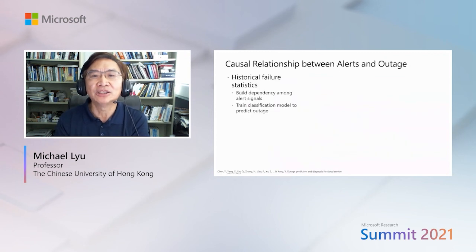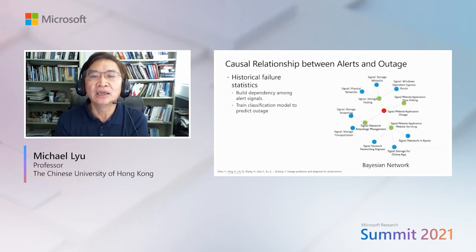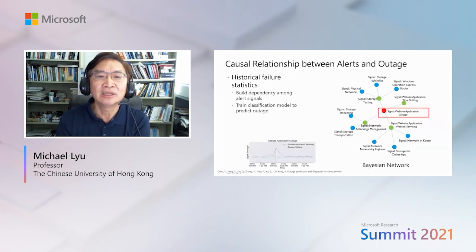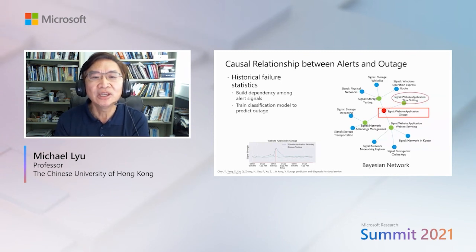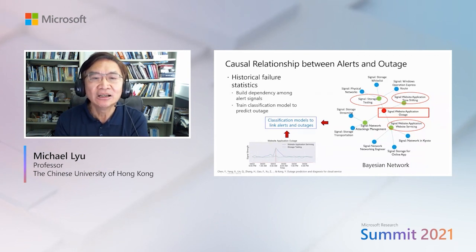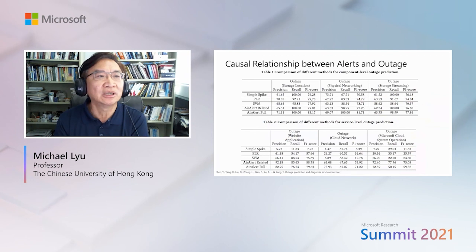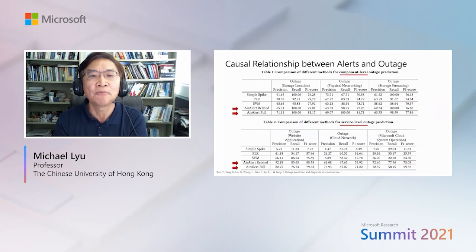To prevent such a cloud outage, the paper shown below presents the first detection of some of the alerts and makes predictions on the possible outages. It utilizes a Bayesian network in order to keep track of the dependency. For example, the website application outage, when detected, is highly related to time shifting, storage testing, and website servicing. So after data analysis and augmentation from the Bayesian network, a classification model can be trained to link the observed alerts to the cloud outages. And they got a very good result, as shown in this table over here.